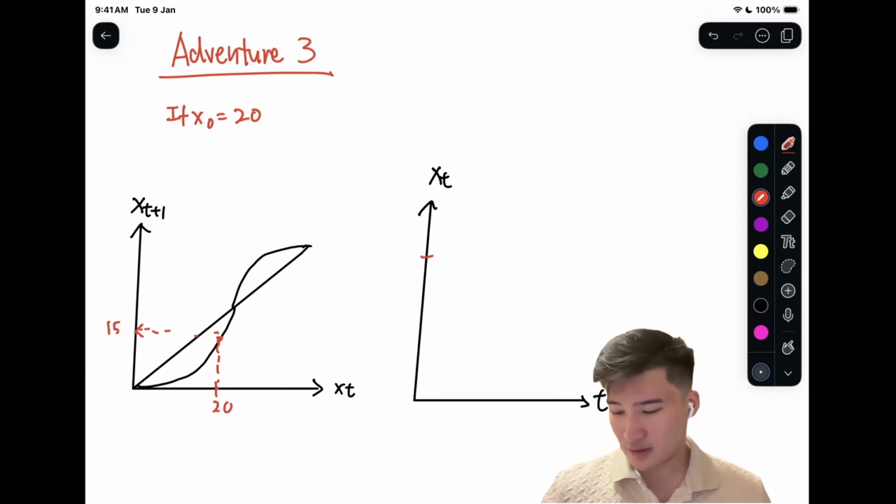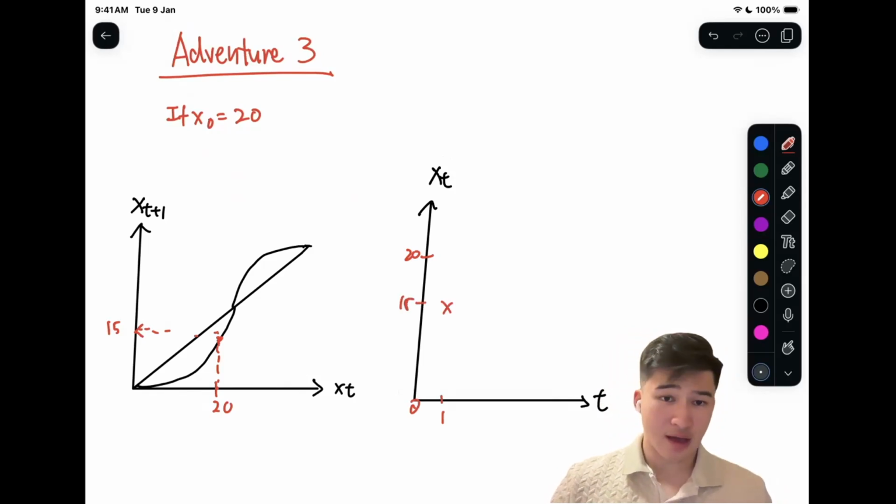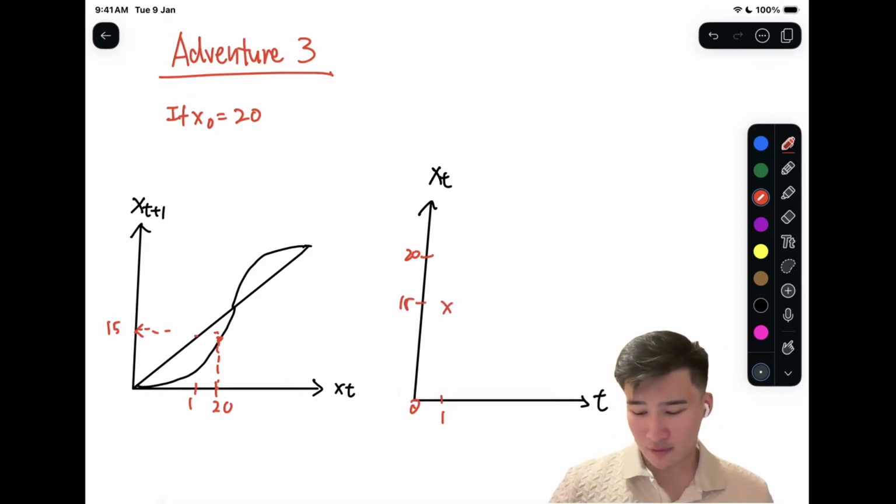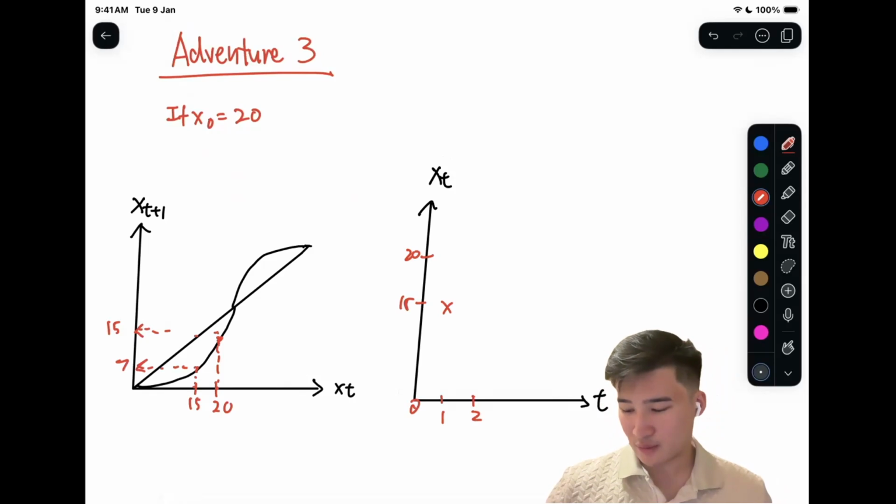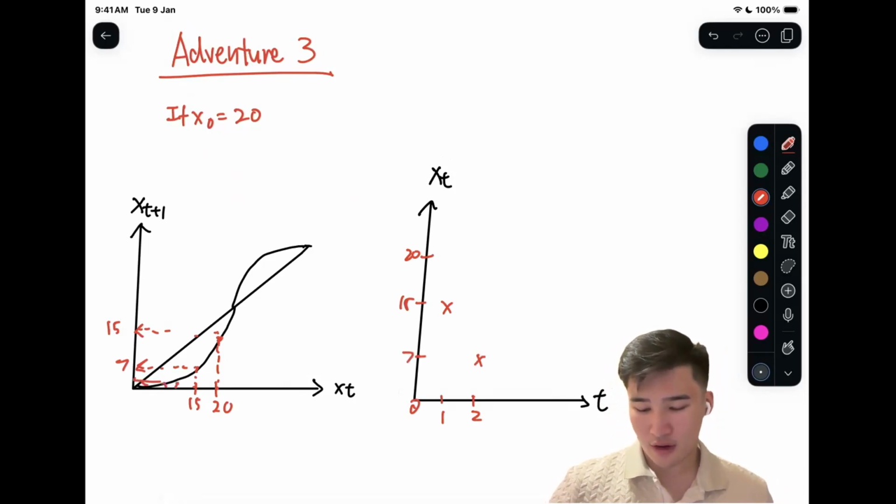So we have 20 today at time 0, and at time 1 we have 15 here. So it's actually decreasing. And let's say tomorrow we come back, we go to 7 at time 2. It's decreasing even more, a big decrease. And then this goes on onwards.